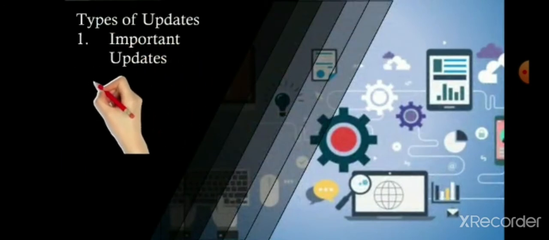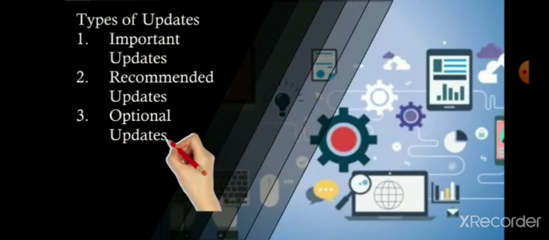And finally, types of updates. There are mainly three types of updates. The first one, important updates. These type of updates include improved security, privacy, and reliability, and they should be installed as they become available.